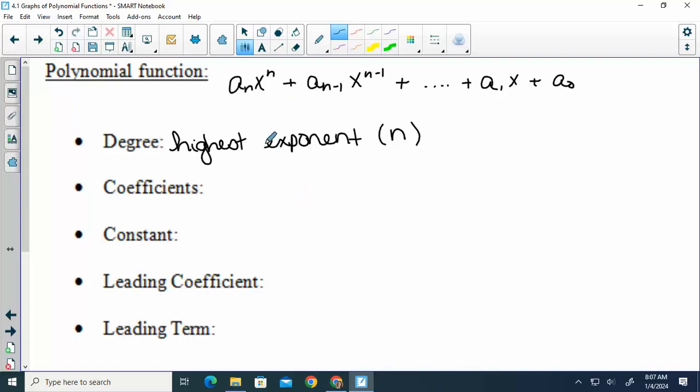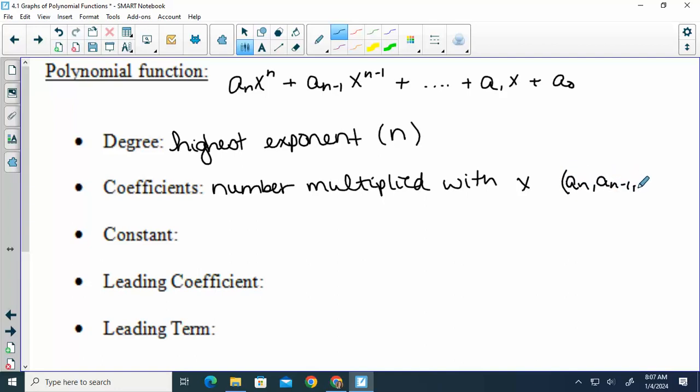What are coefficients? The number in front. The number being multiplied with a variable, let's say with x. So in this scenario, it's that a sub n, a sub n minus 1, and it would just continue. So there are many coefficients that we see in here. All those numbers being multiplied with the variables are coefficients.